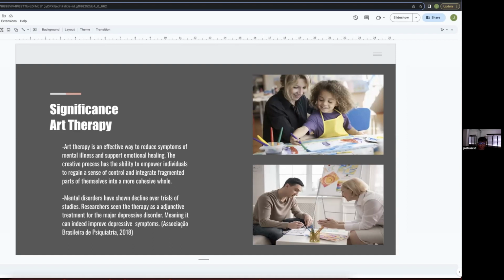Now, art therapy has been used many times before, but not as much as we hope for it to be used. And with that, the mental disorders have shown decline over trials of studies. Researchers saw the therapy as an adjunctive treatment for major depressive disorder, meaning it can indeed improve or reduce depressive symptoms.